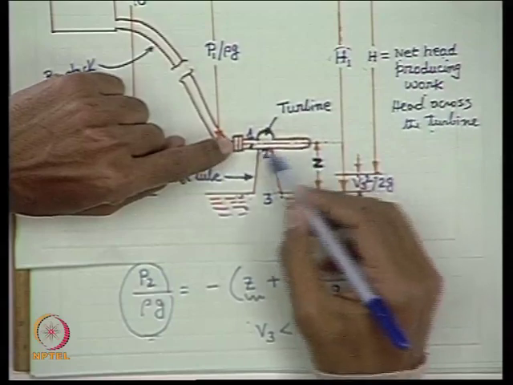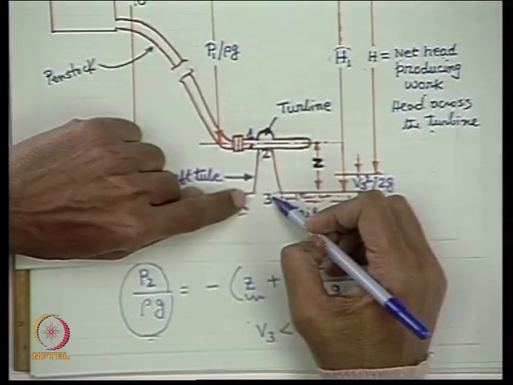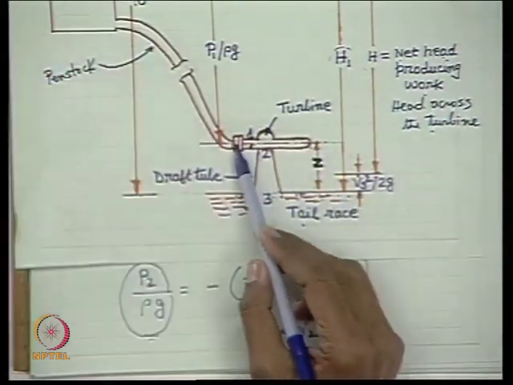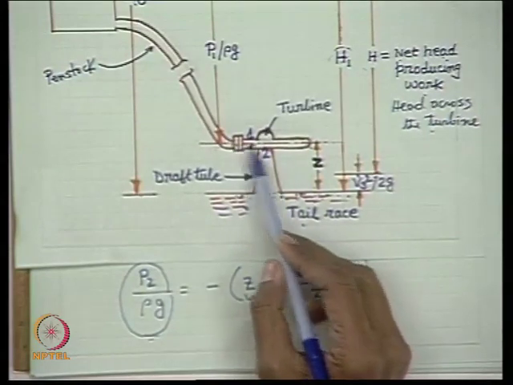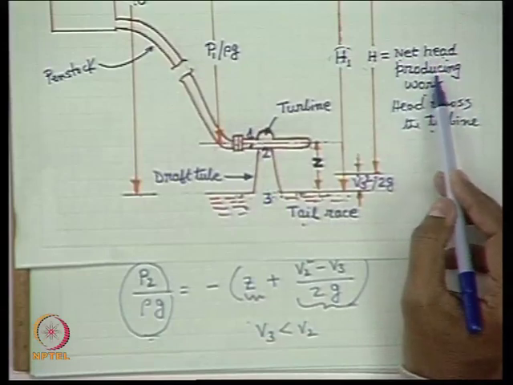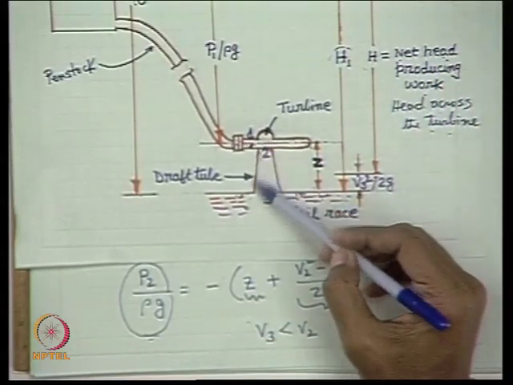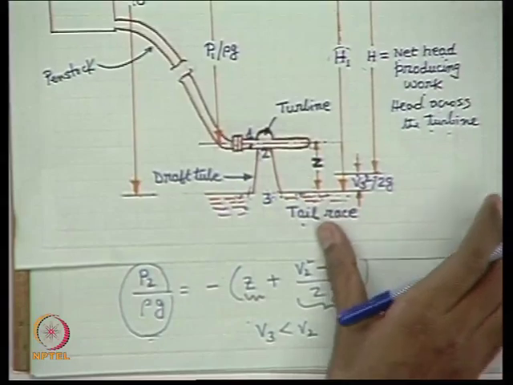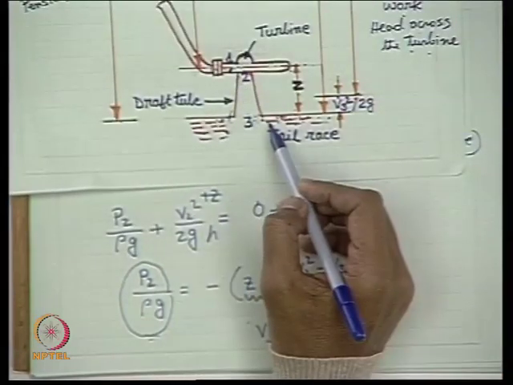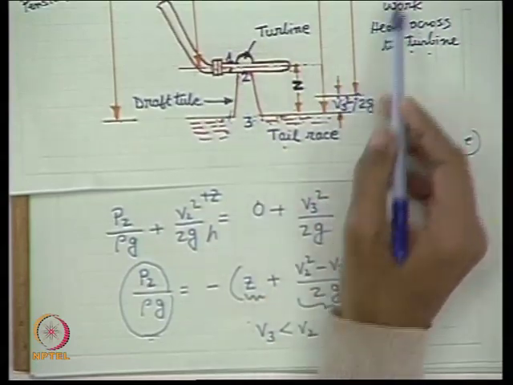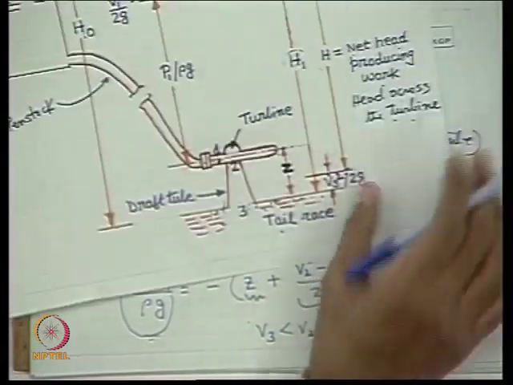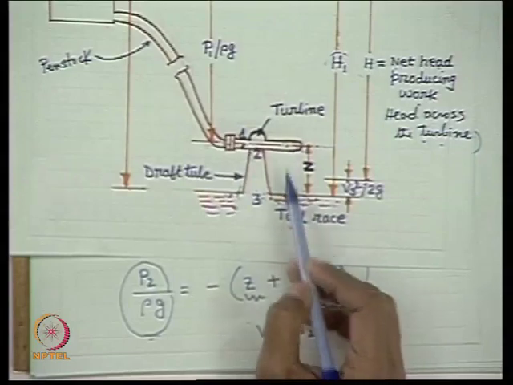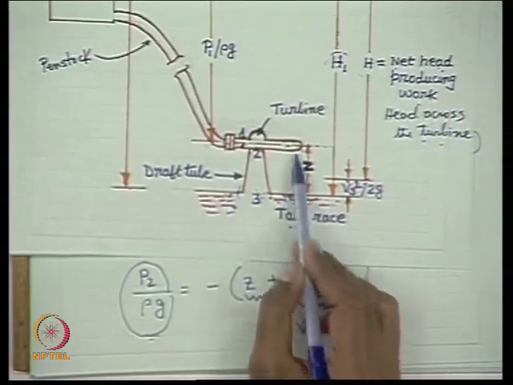So, this is another very important point. You do not have to place your turbine at the tail race; you can place it at a greater height above the tail race, and at the same time you do not have any drop in the available head, or net head producing work across the turbine, by attaching a draft tube, that is, a diverging duct, to the turbine. So it is clear that a draft tube reduces the kinetic energy at the outlet, or in other words increases the net head producing work across the turbine, and at the same time allows the turbine to be set at a greater elevation from the tail water.